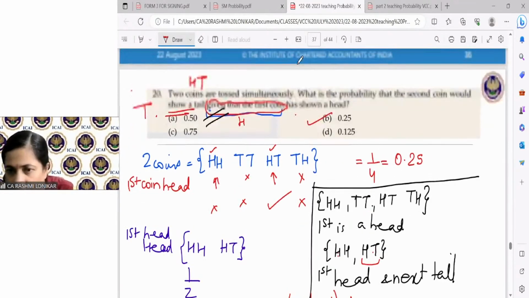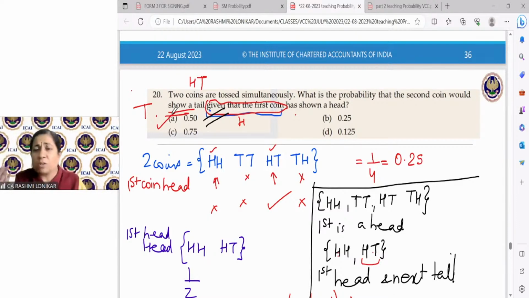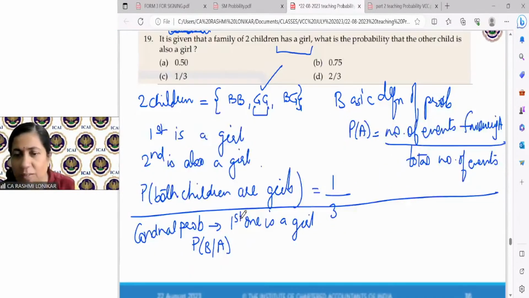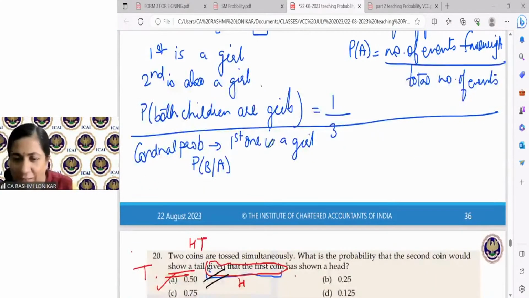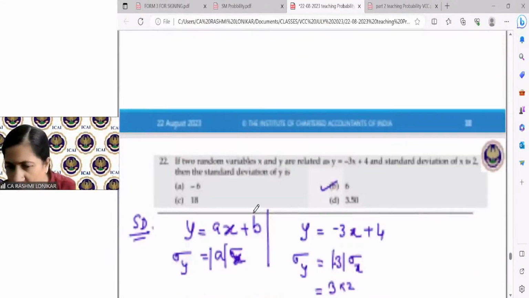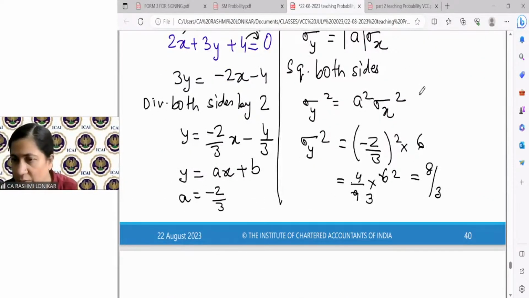Extremely sorry for that. I did not wish to confuse you, but I unfortunately have done that. So A will be the correct answer. Yes, because of the words given that the first coin is shown as a head, and exactly this is the main difference between the 19th and 20th. Here also I've written it, but while actually solving question number 20, I made this mistake. So let me start the second one.